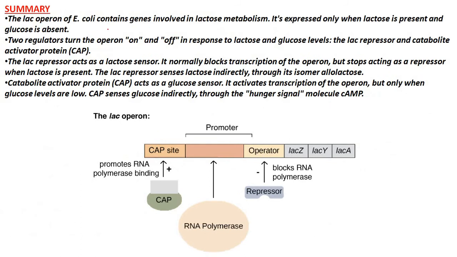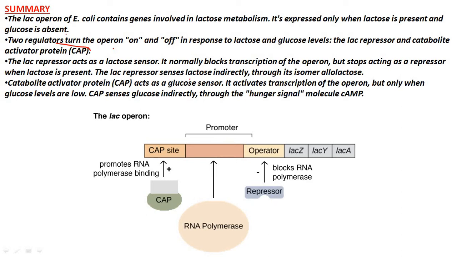The Lac Operon of E. coli contains genes involved in lactose metabolism. It is expressed only when lactose is present and glucose is absent. Two regulators turn the Lac Operon on and off in response to lactose and glucose levels: the Lac repressor and the catabolite activator protein, or CAP. The Lac repressor acts as a lactose sensor. It normally blocks the transcription of the operon but stops acting as a repressor when lactose is present.